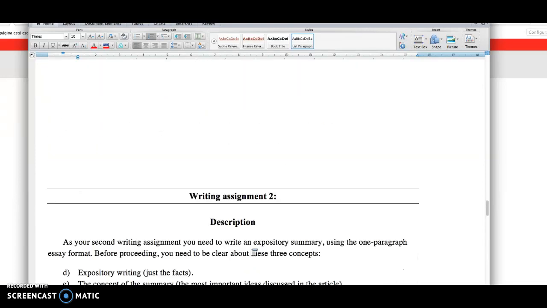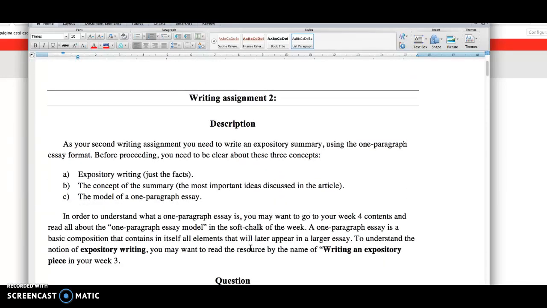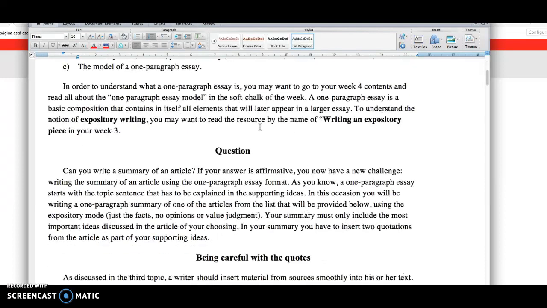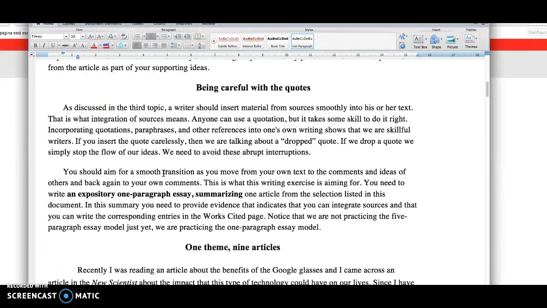If you check the document I uploaded to the second writing assignment, you'll see that all the writing assignments are going to be very similar. You will find a description, you will find a specific question for that writing assignment. The second writing assignment is a summary. Can you write a summary of an article? Can you write a summary using the 1-paragraph essay format? Then I give you instructions about citing.